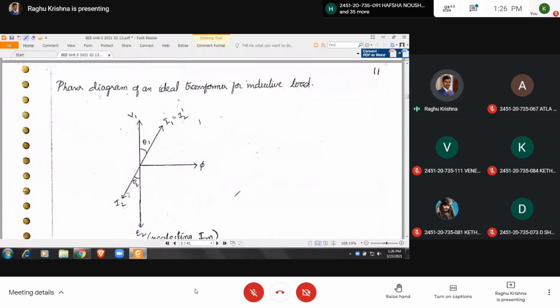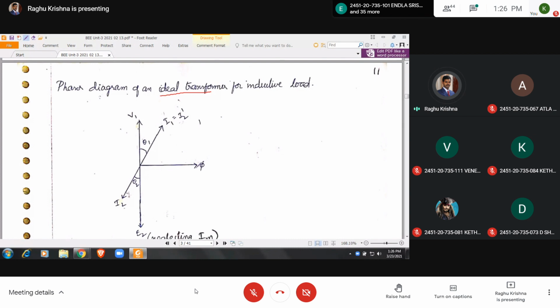So now coming to the phasor diagram of an ideal transformer. See here, I mentioned ideal transformer. So what is the ideal transformer? No winding resistance, no leakage flux, no losses, and magnetizing current is equal to 0. So the phasor diagram of an ideal transformer for inductive load.